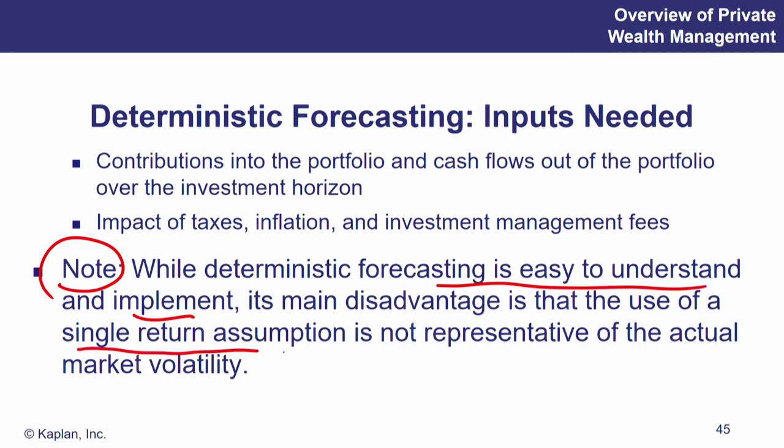Hey, if you're using a single return assumption, guess what? It is not going to be representative of the actual market volatility. So why is that important? Well, if you tell the client, look, on average, you're going to earn a 6% rate of return a year, and then next year the portfolio is down 40%, they're going to panic. You need to make sure that you understand and explain to the client, look, this is an average over a long time period.